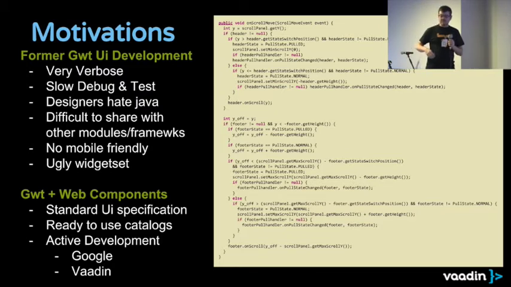And GWT is not mobile friendly. We don't have all the events in mobile, and we don't have showcases for mobile. The widget set in GWT is ugly. Everyone knows about it. And using GWT and web components, we are going to use a standard UI specification. There are ready-to-use catalogs in the Polymer Elements catalog, and it is in active development. Polymer is developed by Google, and Vaadin is creating new web components as well.